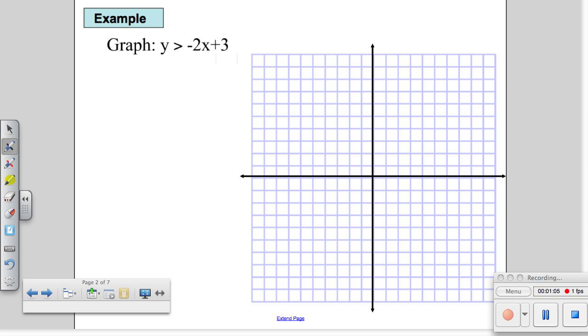We're going to graph y is greater than negative 2x plus 3. So the first thing we're going to do is just graph the line, just the way it would be. Negative 2x plus 3. So we'll go to 3 on the y-intercept, and then use a negative 2 slope, so down 2 over 1. Now, because it's a greater than, not an equal to, we're going to graph with a dashed line.